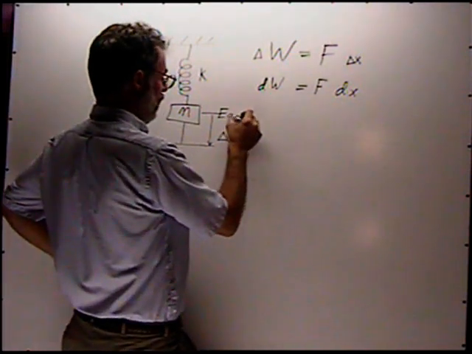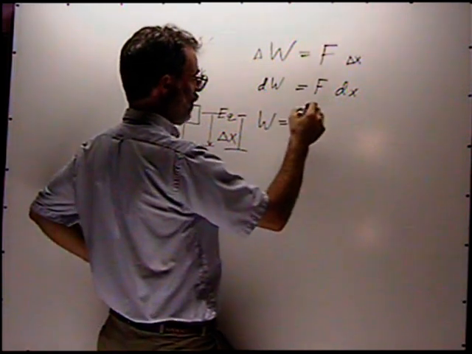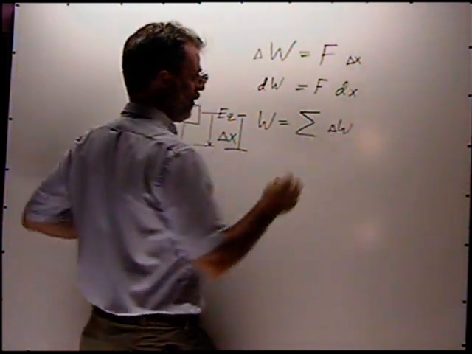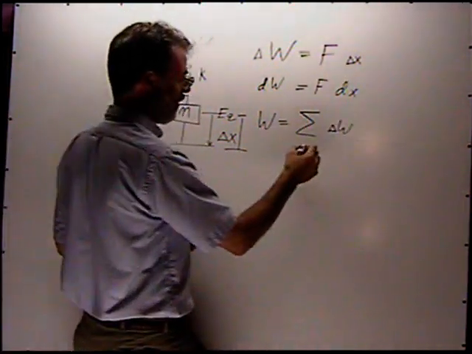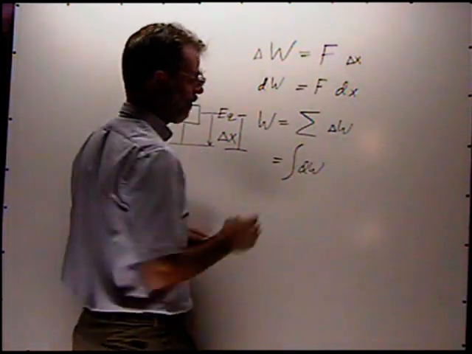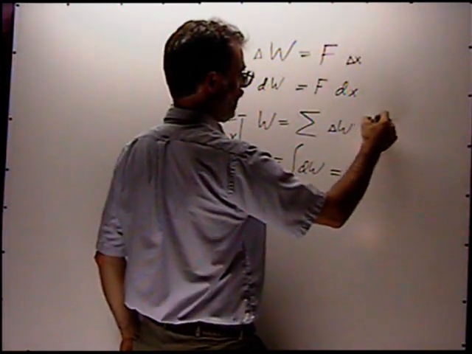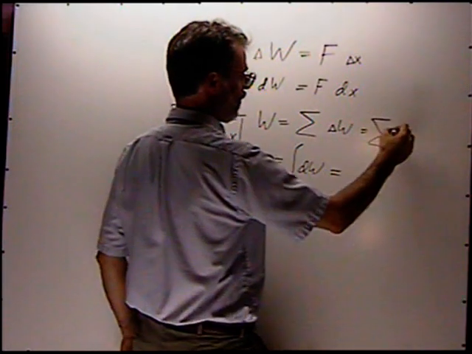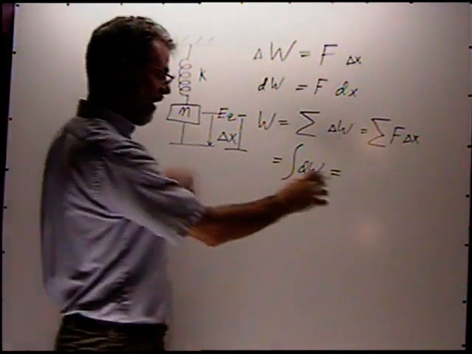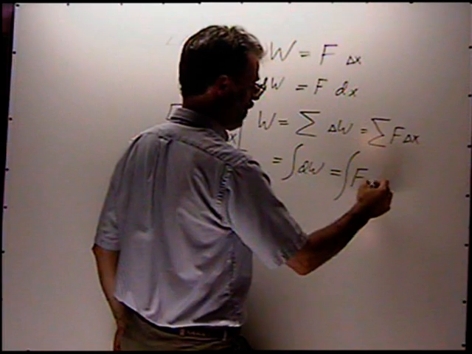Now the total work done from here down to here is simply W, and that's the sum of all these little delta W's. Or, to use calculus, it's the integral of all the little dW's, and all the little dW's are, if I use the summation sign, the summation of the force times delta x. Using the integral sign, I integrate the force times dx.